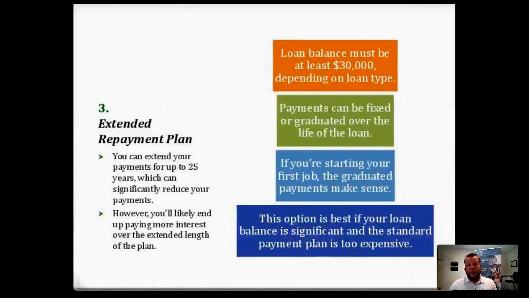Now, here's the extended repayment plan. So this is what we talked about before. This is the 20, 25, or 30-year term loans, okay? Loan balance must be at least $30,000 to go into any sort of extended repayment plan, okay?